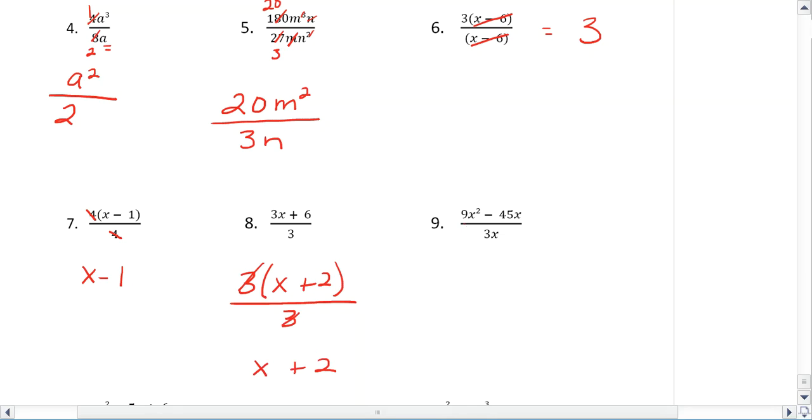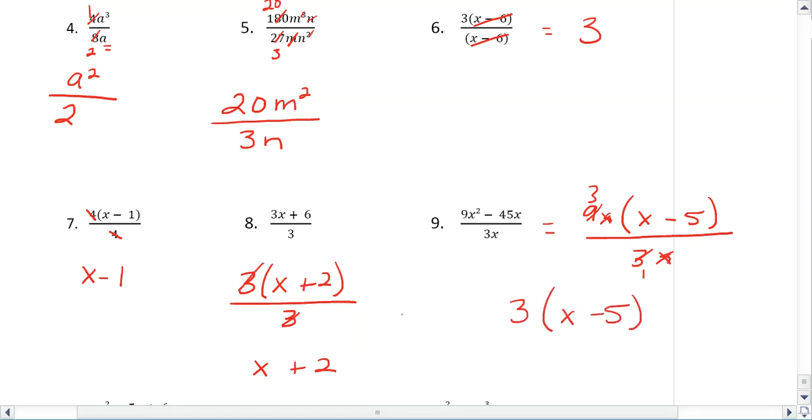Number 9, clearly we have some factoring to do. These two terms in the numerator have a GCF of 9 and x. So let's factor that out. And I would get x minus 5. The denominator is 3x. Again, you can only cancel factors. So this x divides away this x. 3 goes into 9 3 times, so the final simplified answer is 3 times x minus 5.